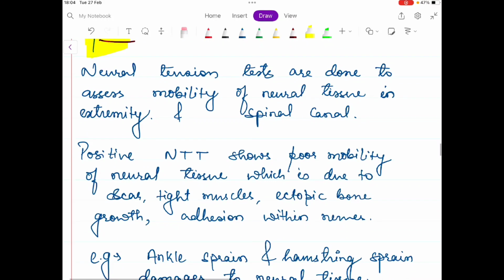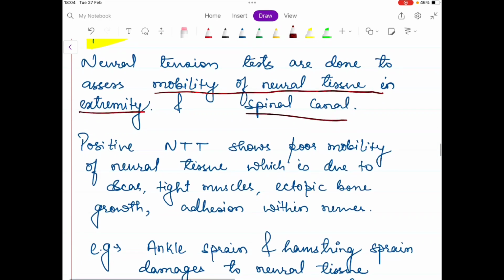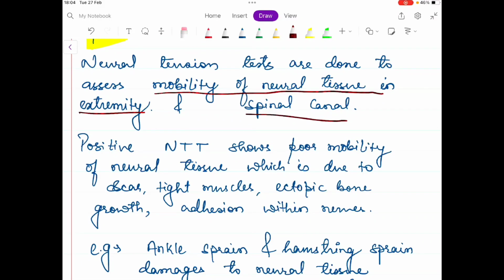Now neural tests are done to assess the mobility of neural tissue in the extremity and spinal cord. I have made a separate video on the special tests in orthopedics. In that video, I have added the names of all the special tests according to extremity and spinal canal also. You could just watch that video. It is just a short, and you can find it in the orthopedics playlist.